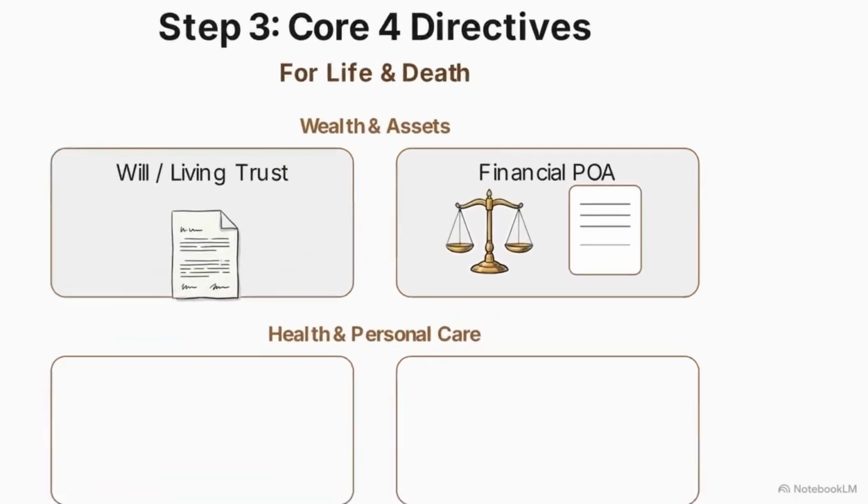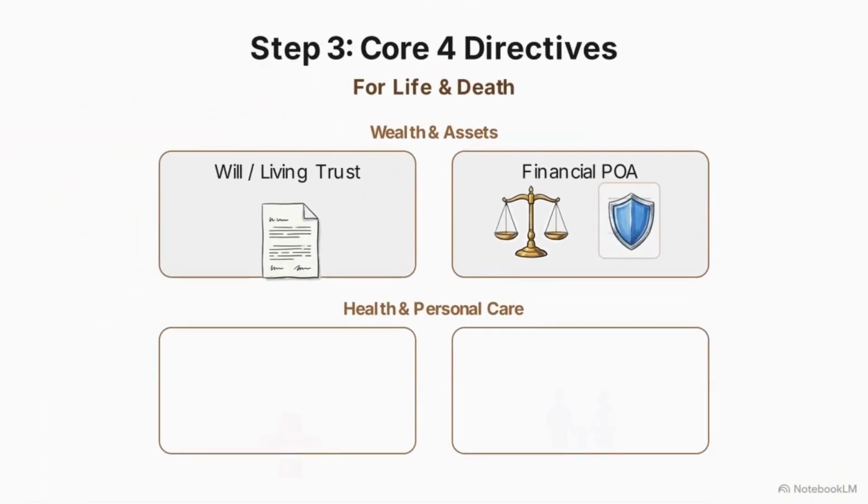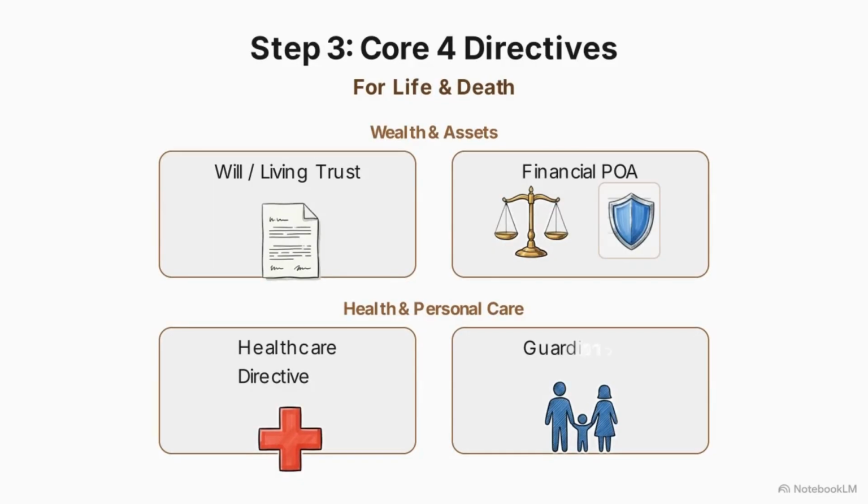A financial power of attorney is a legal document that authorizes someone you trust to pay your bills and manage your money if you become incapacitated. Slots 3 and 4 complete the grid with a medical cross and a family silhouette. These represent your healthcare directive for your medical wishes and your guardianship instructions for the care of minor children.